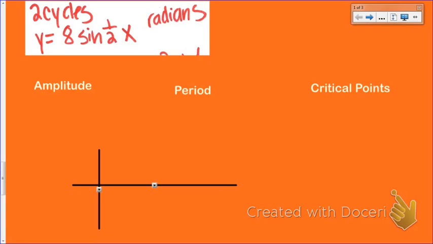In order to graph this, I'm going to look at those 3 things we just talked about based on my parent function. If I look at the function I'm given, the amplitude we talked about was the number in front. So that 8 out in front is going to be my amplitude. We talked about how the period is 360 divided by b, or if we're in radians, the period is 2 pi divided by b.